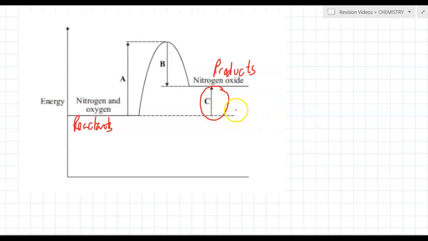Okay, and this is endothermic because the energy released when the products were formed is smaller than the activation energy at the start. Okay, in other words, the energy to break bonds is bigger than the energy from making bonds, and the difference has to be taken in from the surroundings. Okay, this is the reaction profile for an endothermic reaction.